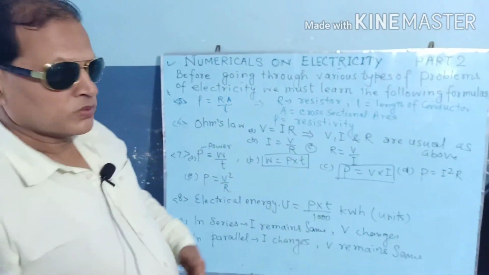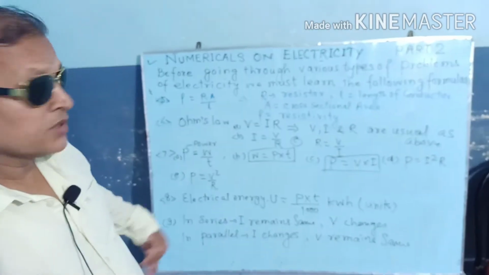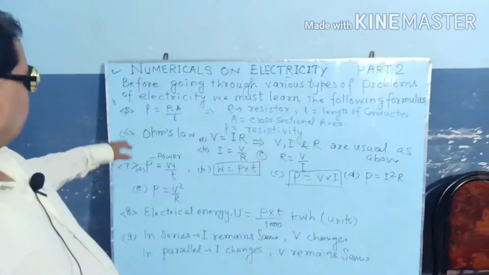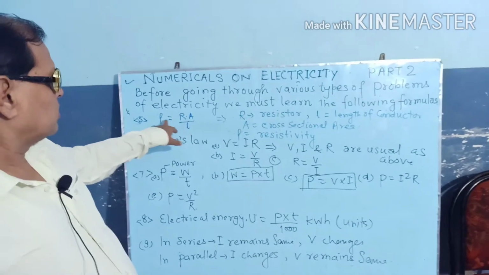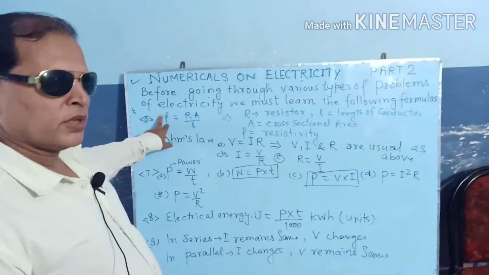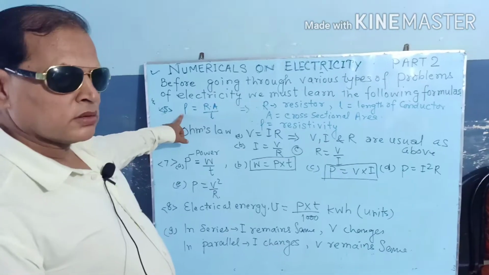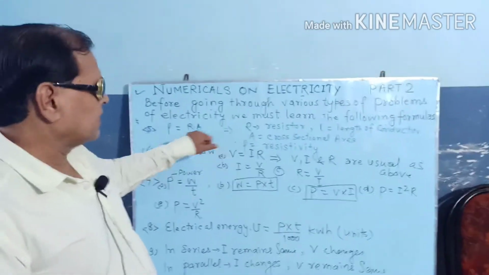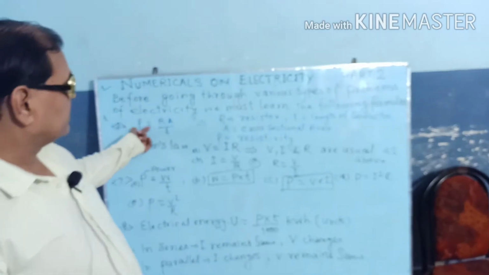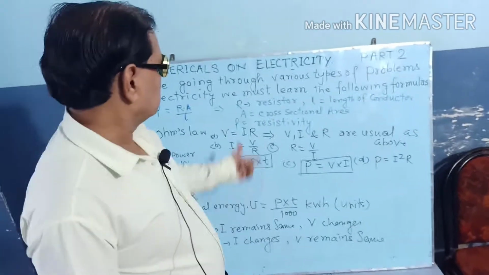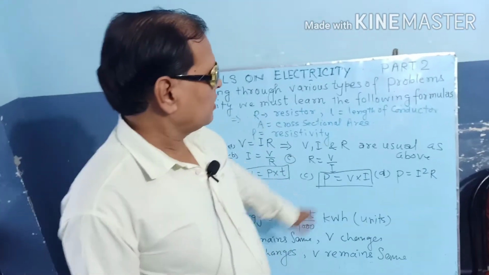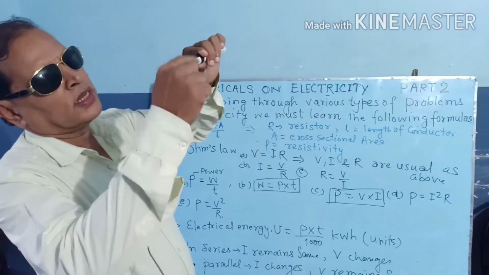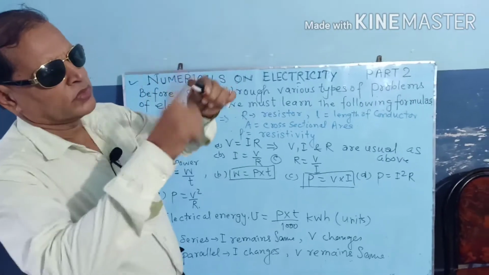Now next we will see the list of other important formulas. Here fifth formula is rho is equal to RA by L. It is the Greek letter rho. This is the expression for resistivity. Rho for resistivity, R for resistance, L for length of the conductor, and A cross sectional area. This area is called cross sectional area.